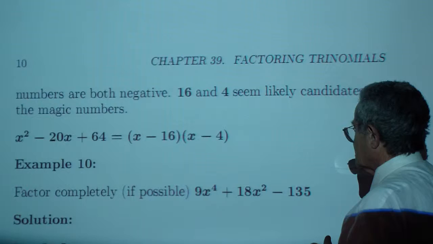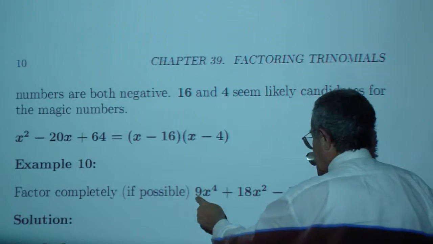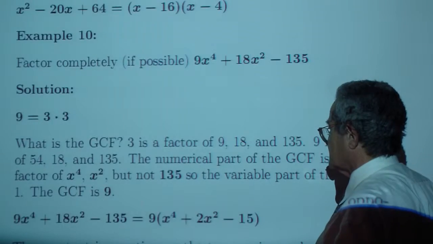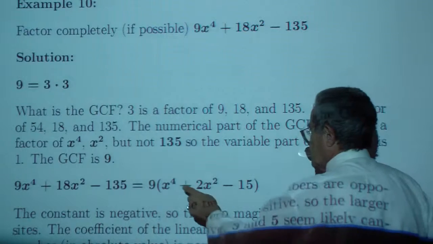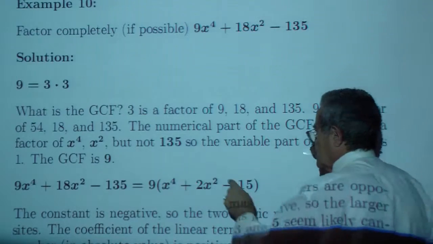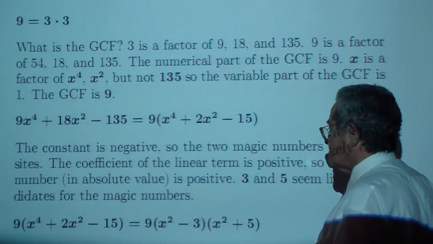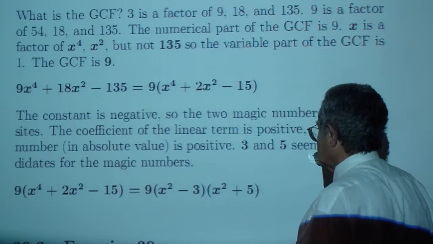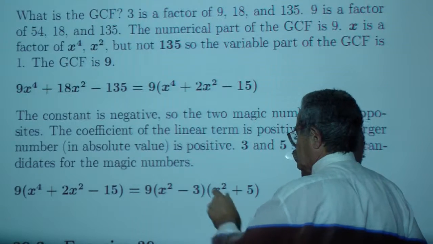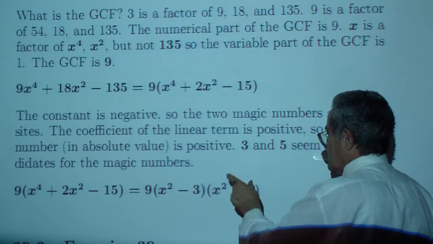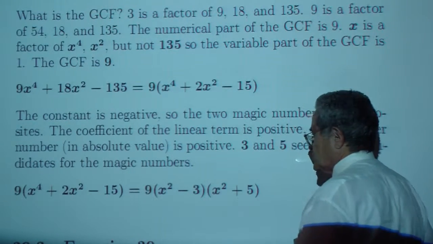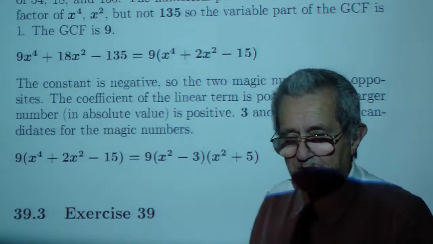Example 10, greatest common factor, 3, 3, 3, 9, 9, 9. You can factor out the 9. You are left with x to the 4th plus 2x squared minus 15. Let x squared be t, and you are going to get t minus 3, t plus 5. So x squared minus 3, x squared plus 5. This cannot be factored. This is not factorable as far as integers are concerned. Okay, some exercises now.